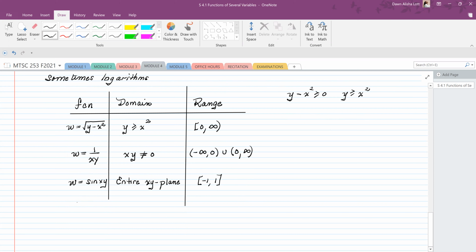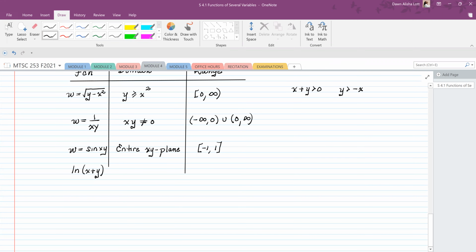The last one, how about the log of x plus y? Well, if I look at that, that says that x plus y has to be strictly greater than 0 because I can't take the log of 0 or a negative number. So that says y is strictly greater than the opposite of x. And so that's half of the plane along the line y is equal to -x. All right, so this is actually half the plane.